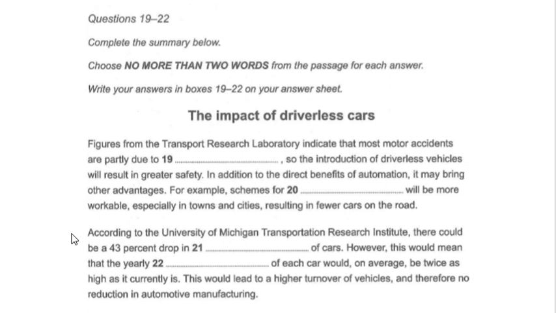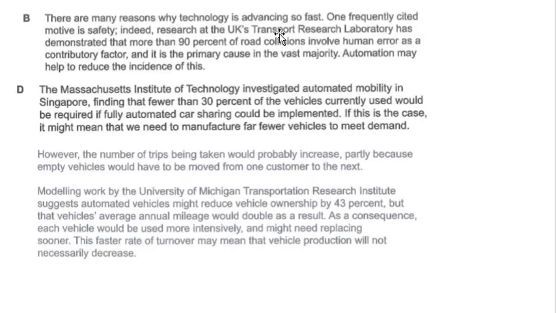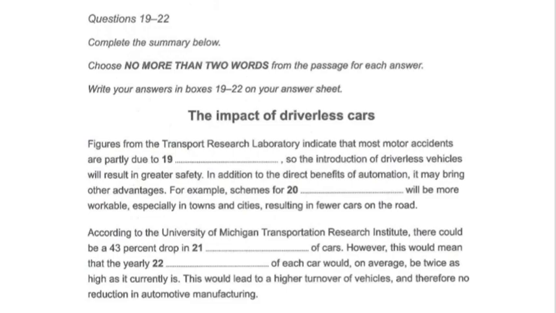So what is the reason for accidents? Remember, we just spoke about collisions, accidents. So what is the major reason? Collisions have human error as a contributory factor. Contributory factor means it is the main cause. It is due to that. And what is that, guys? Human error. So what is the answer for the 19th question? It is human error. Does it meet the word count? Yes, no more than 2 words.